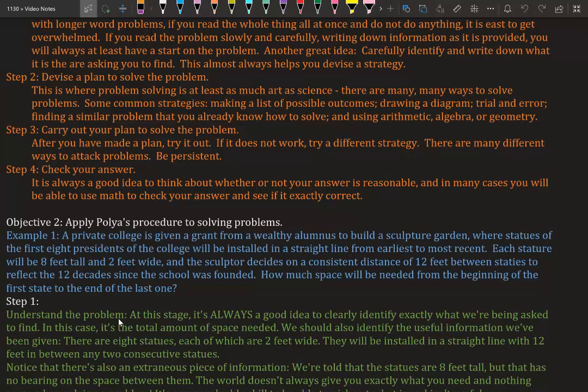Step 3. Carry out your plan to solve the problem. After you have made a plan, try it out. If it does not work, try something different. There are many different ways to attack a problem. Be persistent. Don't give up. Step 4. Check your answer. It's always a good idea to think about whether or not your answer is reasonable. And in many cases, you will be able to use math to check your answer and see if it is exactly correct. So basically, make sure your answer makes sense. Make sure it's not outlandish with the numbers and the information given.